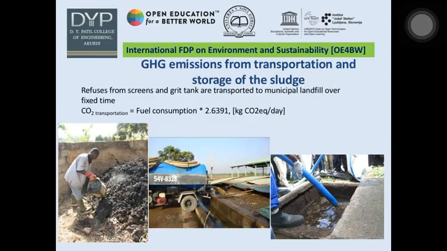And last, the greenhouse gas emissions from transportation and storage of the sludge. Refuses from screens and grit tanks are transported to the municipal landfill. The fuel consumed by the trucks is considered from the field data and using the methodology proposed by different authors. The CO2 transportation is equal to fuel consumption multiplied by the factor, that is 2.6391. The unit is kg CO2 equivalent per day.